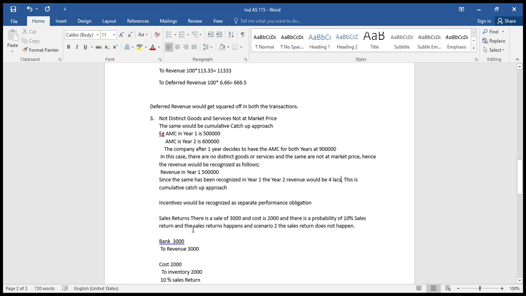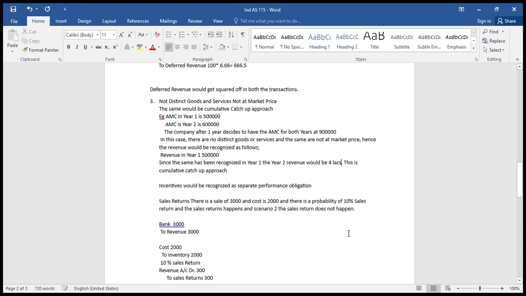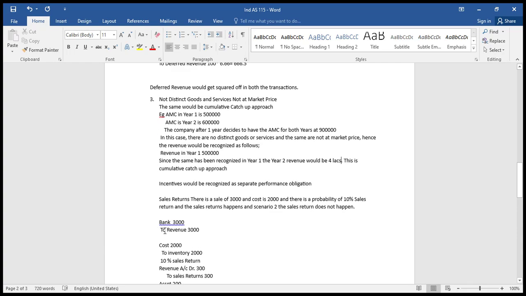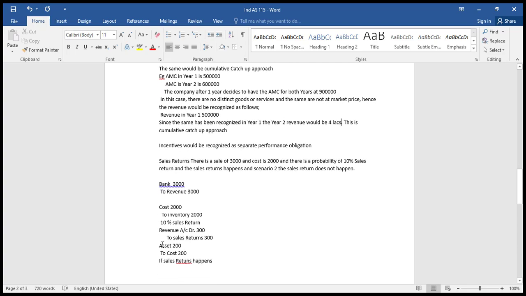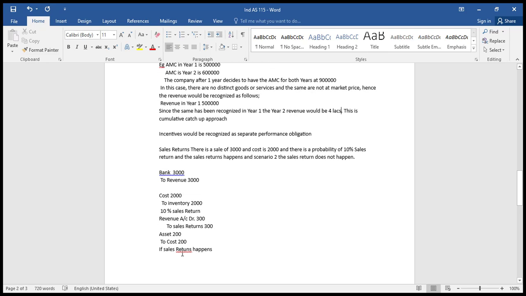Sales returns. There is a sale of 3,000 and the cost is 2,000, and there is a probability of 10% sales return. Let's say for example, bank account debit to revenue 3,000, cost account debit to inventory 2,000. For 10% sales return, revenue account debit 300 to sales return liability 300, asset account debit 200 to cost account 200.